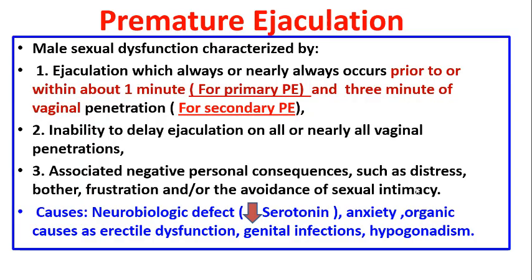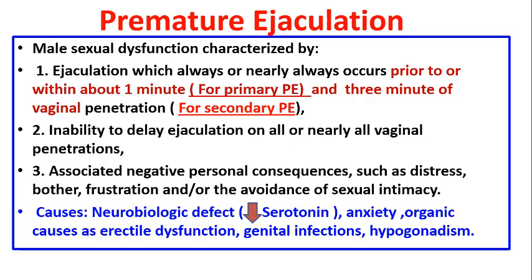Now we come to discuss another disease, premature ejaculation. Premature ejaculation is a male sexual dysfunction characterized by ejaculation that occurs before or within 3 minutes of vaginal penetration, and is associated with inability to delay ejaculation, and with marked personal distress in both man and woman.